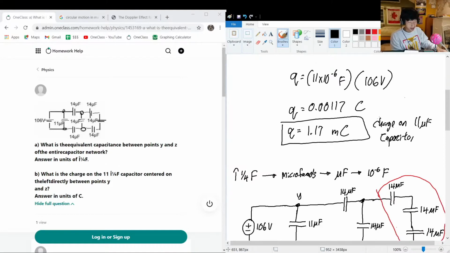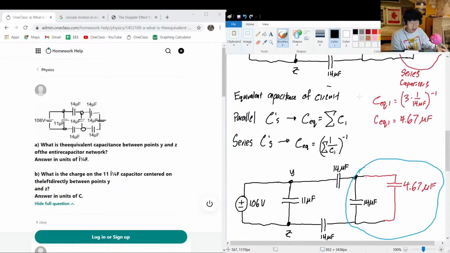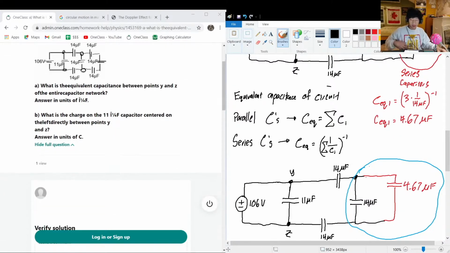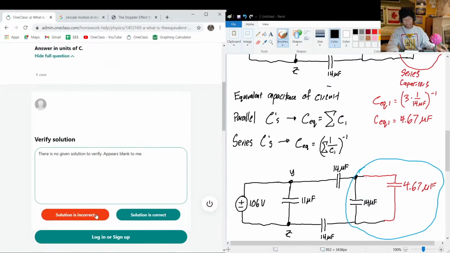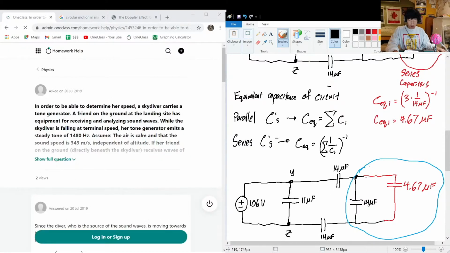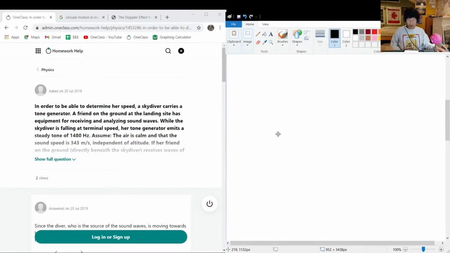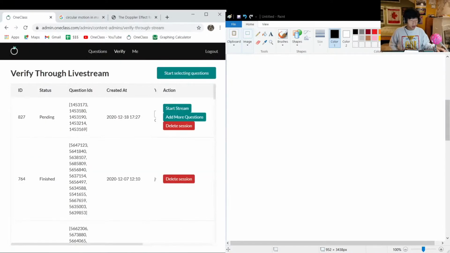Can't lie. Okay, cool. So that pretty much concludes this question. Yeah, awesome. There is no given solution to verify, it appears blank to me. Cool, so I would love to answer this question, but we are getting tight on time here. So I do need to wrap this up here.